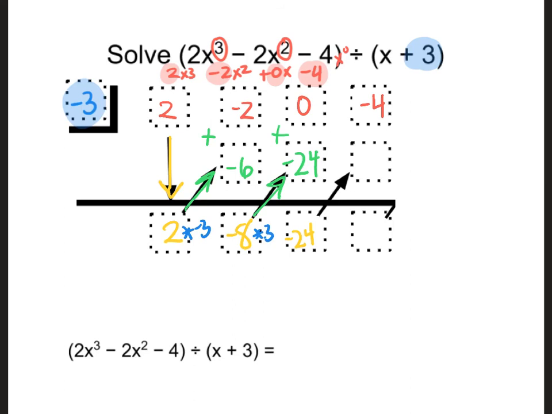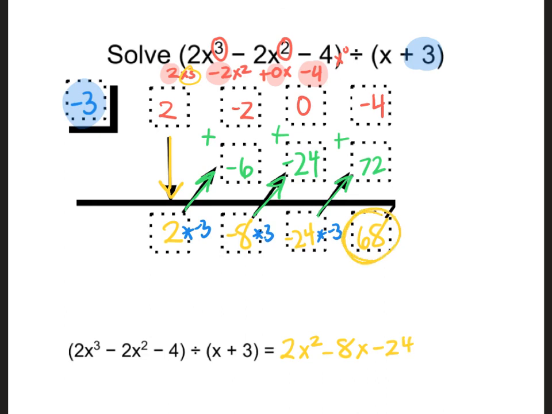And then my last one, we're doing negative 24 times negative 3, which I don't know off the top of my head. So 24 times 3 would give me a positive 72. And then we're adding 72 minus 4 would give me a 68 as my final number. Again, remember my exponents need to go down by 1. So since we started with an x cubed, we're going to start with an x squared this time. So we're going to have 2x squared minus 8x minus 24.